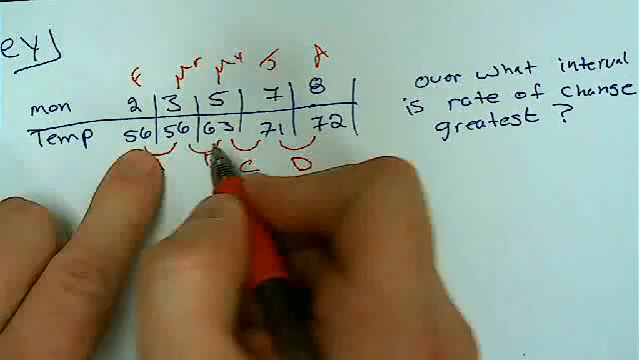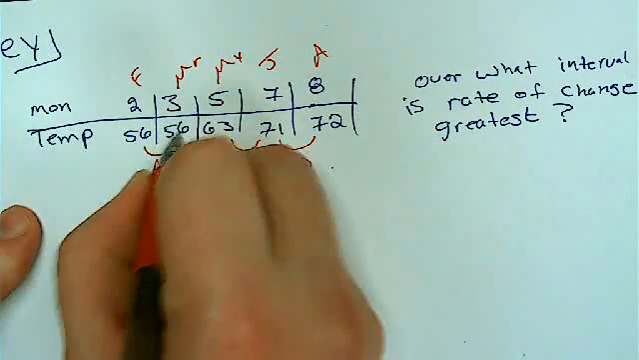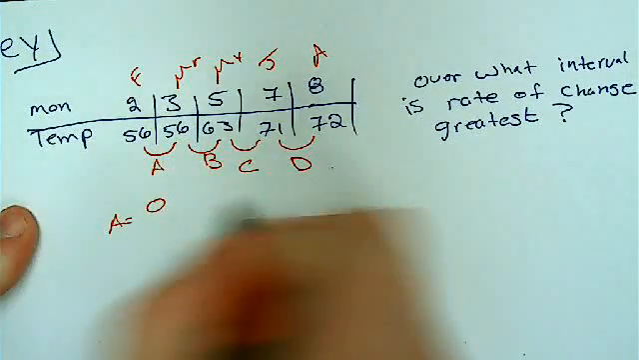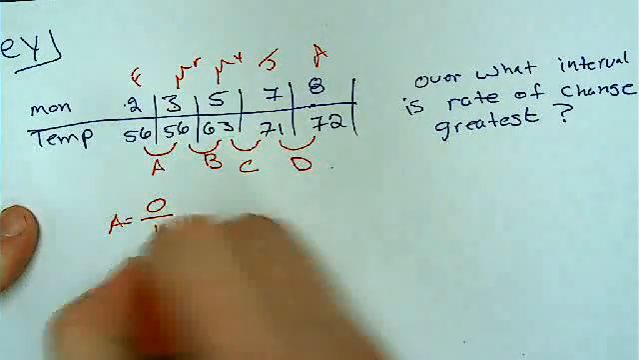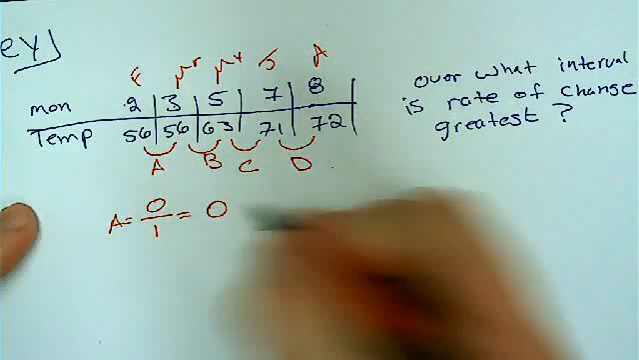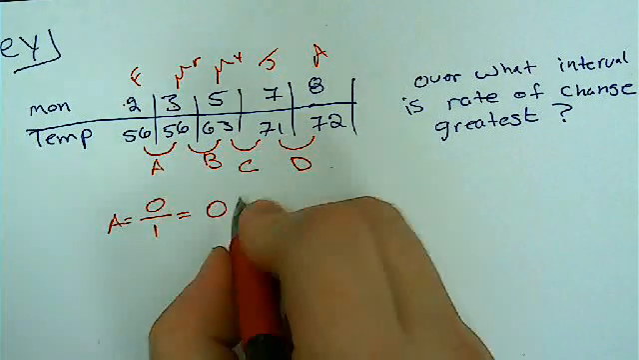How much did the temperature change? 0. 56 minus 56 is a 0. And divide that by 3 minus 1, which was a 1-month wait. I get a slope of 0. What's that going to look like when I graph it? Is that going up, going down, or flat? Flat. And that makes sense. The slope of 0 is something that's flat. It didn't change any. Let's look at interval B.